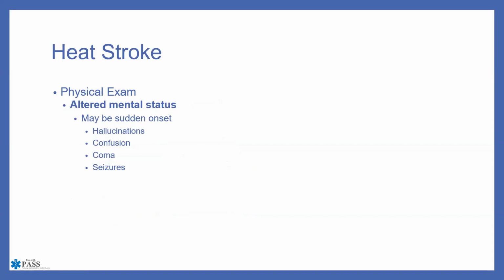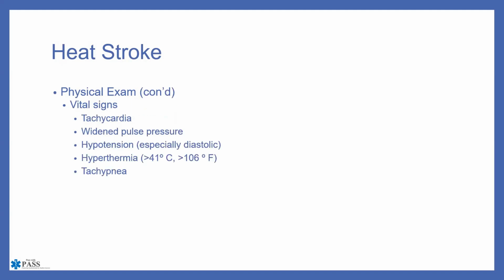Well, they'll have an altered mental status if they have heat stroke, and that may have a different appearance. They may be a little confused, or they may be way confused. It just depends on the situation and what their temperature is, but they can hallucinate, have confusion, coma, seizures. So in addition to the findings found in heat exhaustion, and remember what those signs and symptoms were, your heat stroke patient will have these in addition to that.